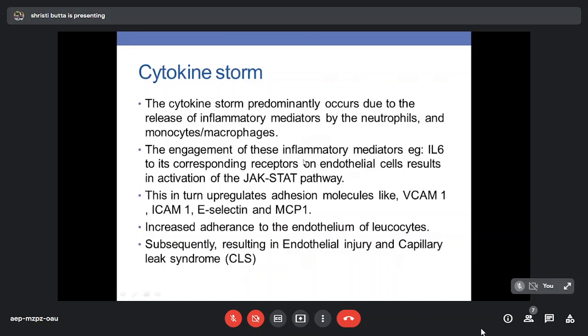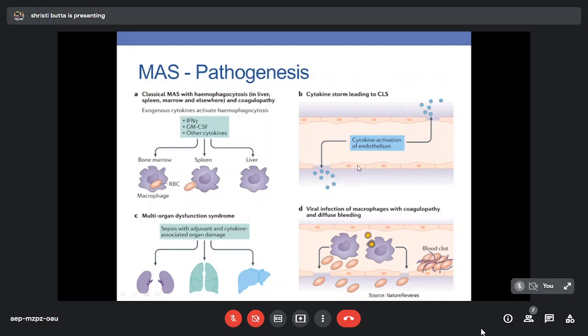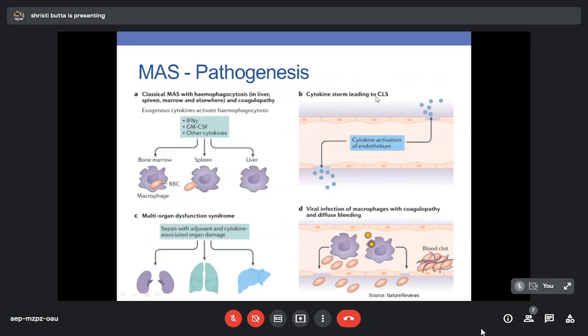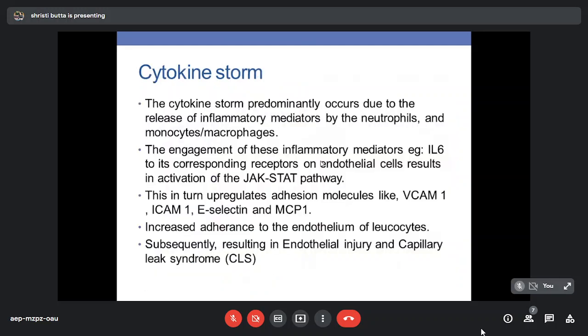That subsequently activates the JAK-STAT pathway, and that in turn upregulates adhesion molecules like VCAM1, ICAM1, E-selectin, and MCP1. So what happens if ICAM1, VCAM1, MCP1 and selectins are all activated? Increased adherence happens to the endothelium. So here you go: cytokine storm leads to a capillary leak syndrome. There is increased adherence of these cells to the endothelium, and that subsequently results in a capillary leak syndrome.